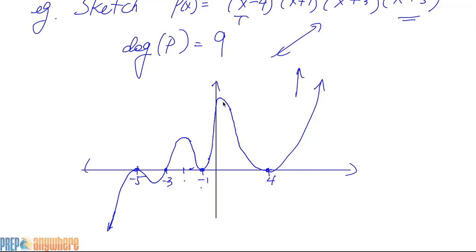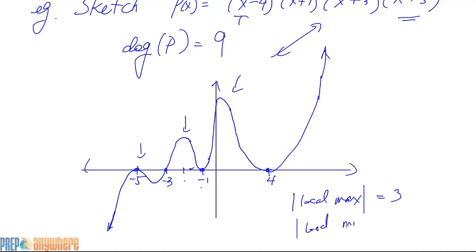Another important thing is the number of local max and minimum. How many local max do we have? 1, 2, 3, 4. Isn't that local? This right here? No, this is not. It goes up forever. Just the max. Oh, local, so there's 3 here, right? Yep. What about local minimum? 3. 1, 2, 3.